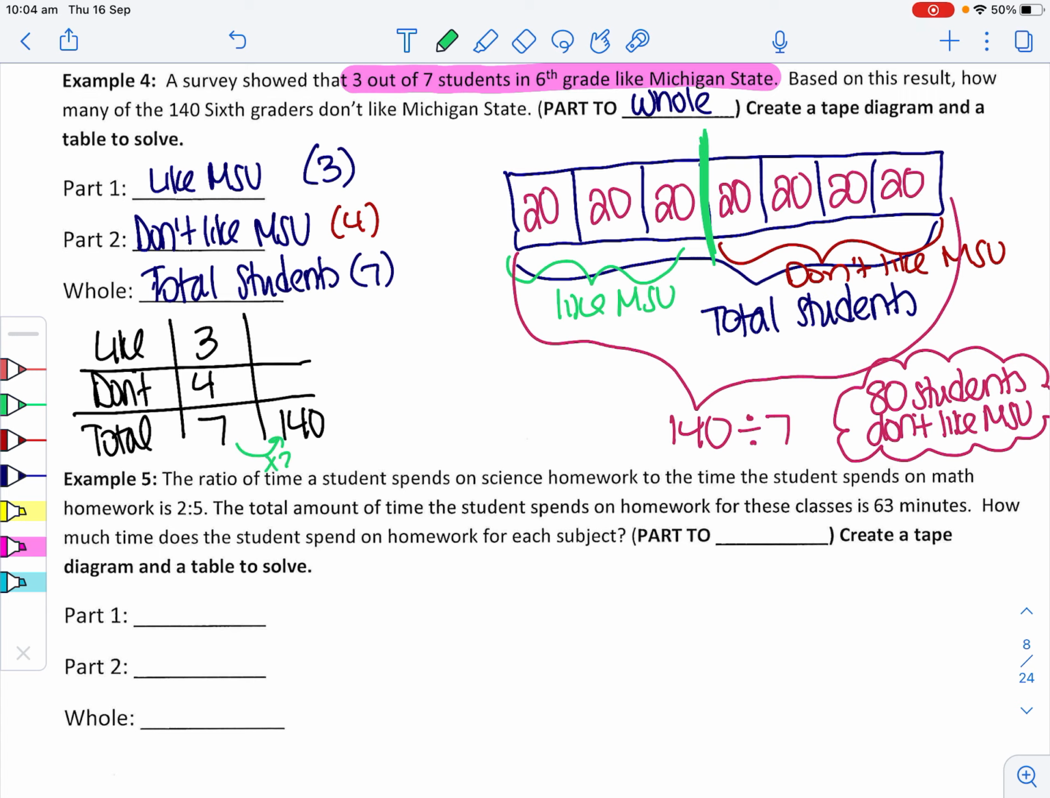So 7 times 20, and that's where the 20s are. So I can see this times 20 here, and here's the 20s in this box. So that's where the 20 comes from. And then I'm going to multiply each one by 20. So times 20 times 20. 3 times 20 is 60. 4 times 20 is 80. And there's my 80 students that don't like Michigan State. Okay, the first one was a part-to-part relationship. This one is a part-to-whole relationship.